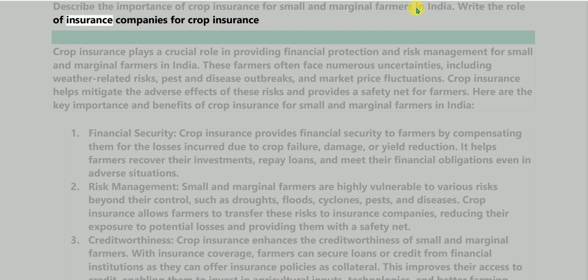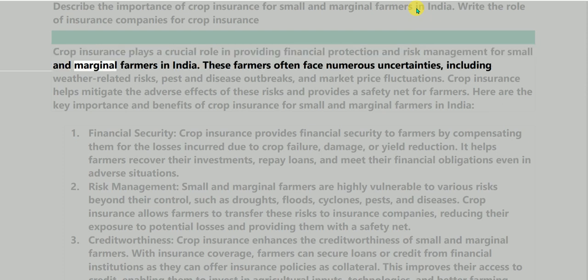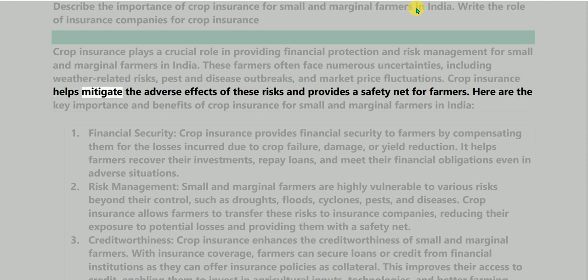Write the role of insurance companies for crop insurance. Crop insurance plays a crucial role in providing financial protection and risk management for small and marginal farmers in India. These farmers often face numerous uncertainties, including weather-related risks, pest and disease outbreaks, and market price fluctuations. Crop insurance helps mitigate the adverse effects of these risks and provides a safety net for farmers.